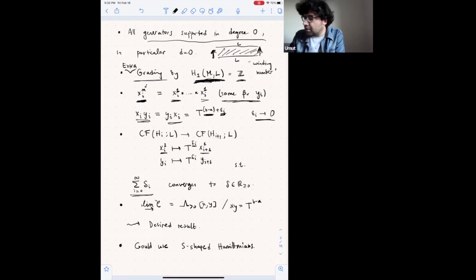So maybe x_1 was here, and this is the end of my cylinder, so it has to slowly come here. Can you see what I write? Yes. So this is this delta that these little errors are converging to.